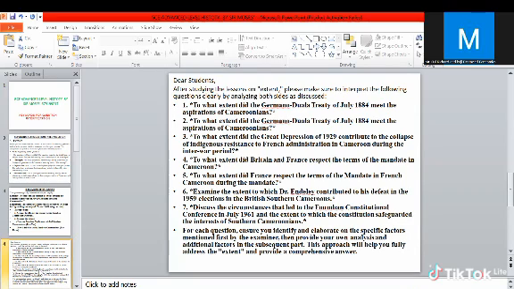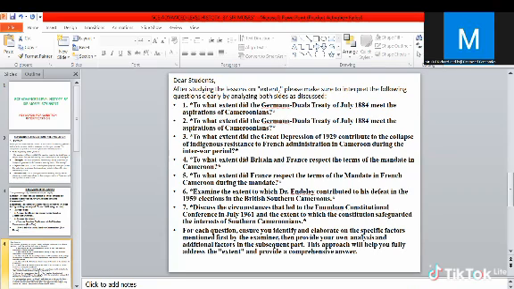Examine the extent to which Dr. Endeley contributed to his defeat in the 1959 election in British Southern Cameroons. Discuss the circumstances that led to the Fumban Constitutional Conference in July 1961 and the extent to which the constitution safeguarded the interests of Southern Cameroonians. For each question, ensure you identify and elaborate on the specific factors mentioned first by the examiner, then provide your own analysis and additional factors in the subsequent part.